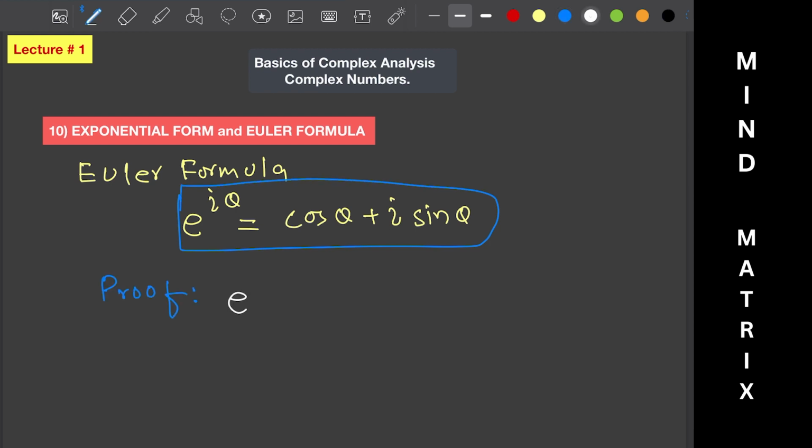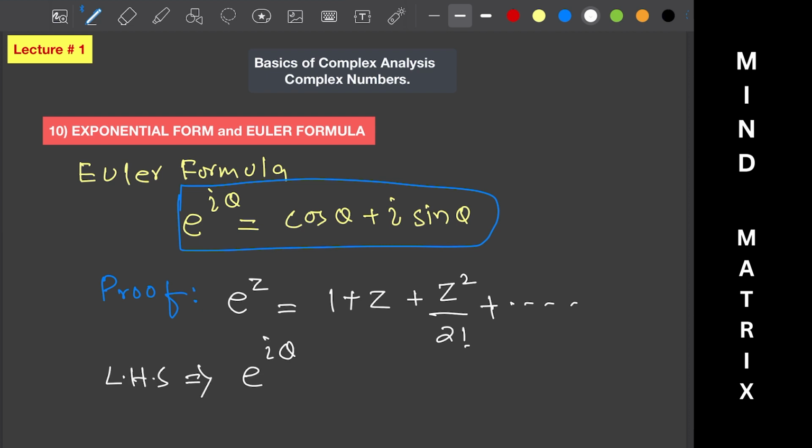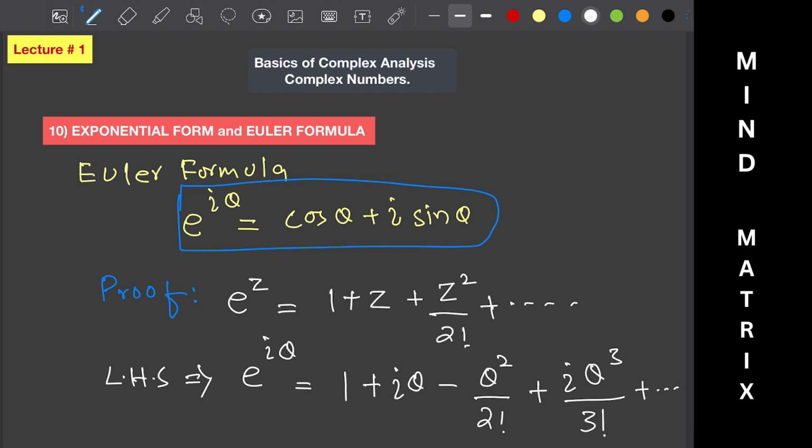So, e power z, as we know, equals 1 plus z plus z square over 2 factorial plus so on. We will take the left hand side equal to e power iota theta and we will expand it like this. So we will have 1 plus iota theta minus theta square over 2 factorial minus iota theta cube over 3 factorial plus so on. Let's take this as equation 1.